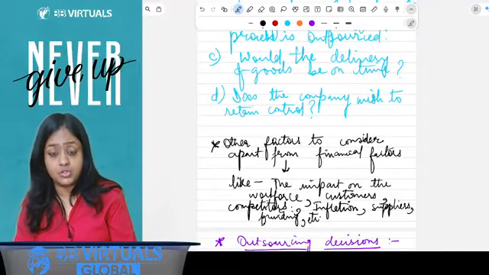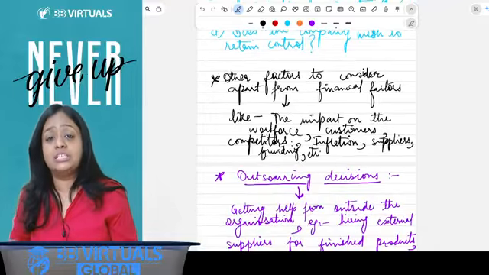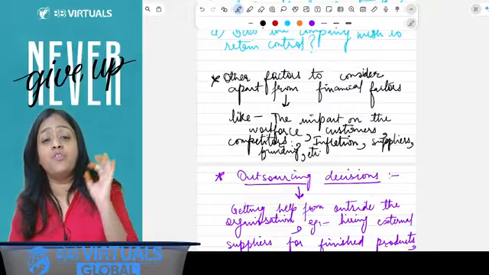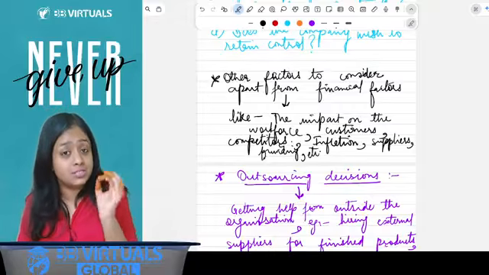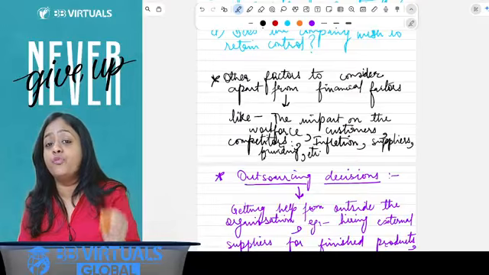Other factors that can be considered apart from financial factors are very important for your section C questions and section A questions here, because generally we focus on financial factors.